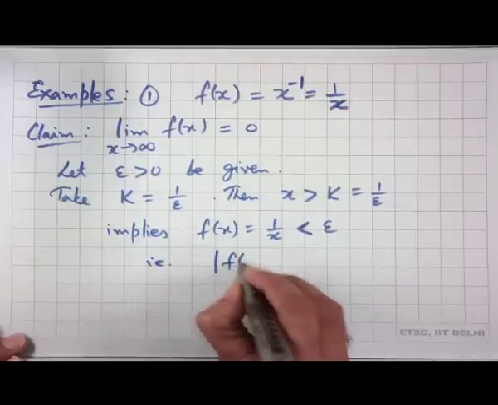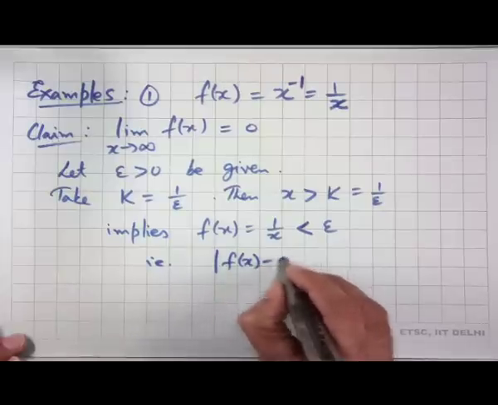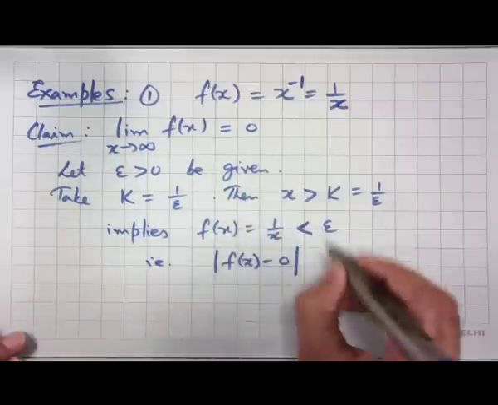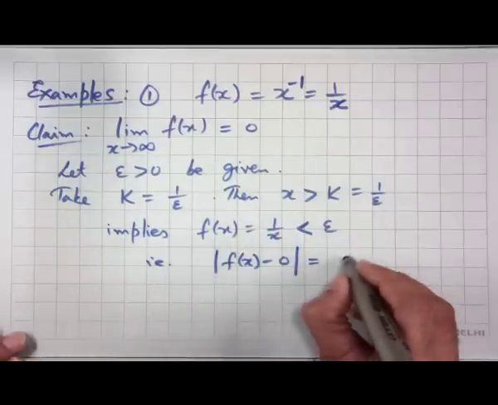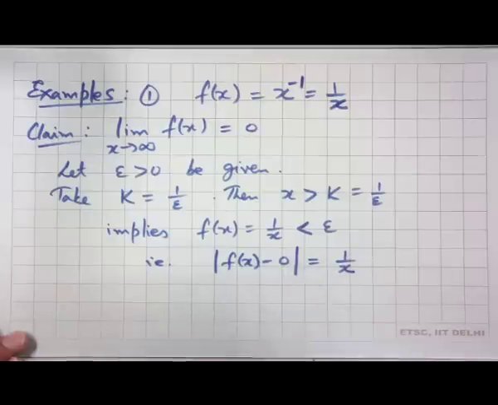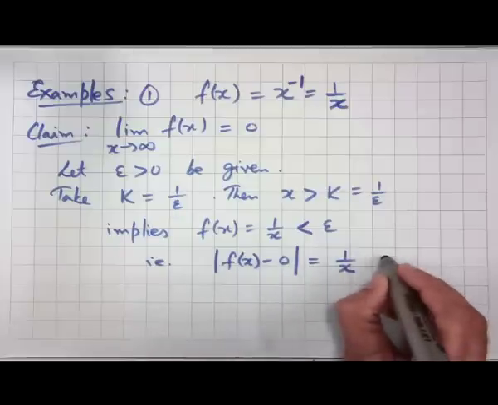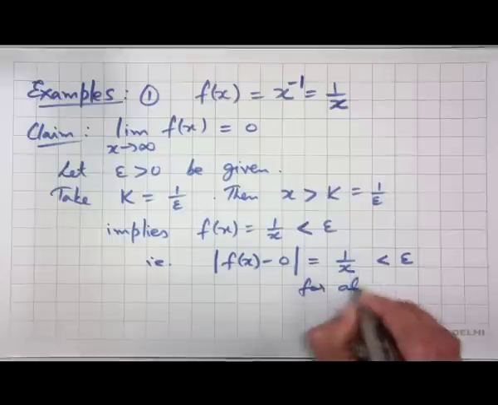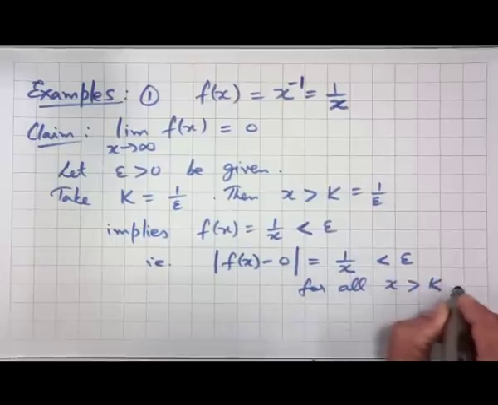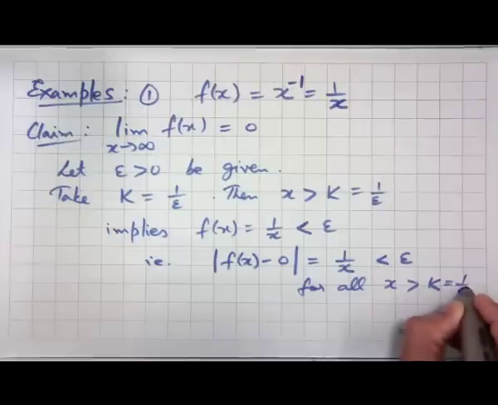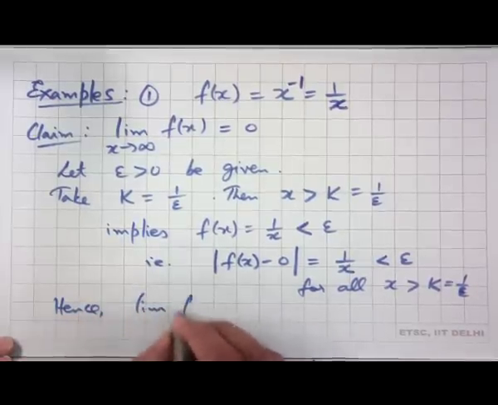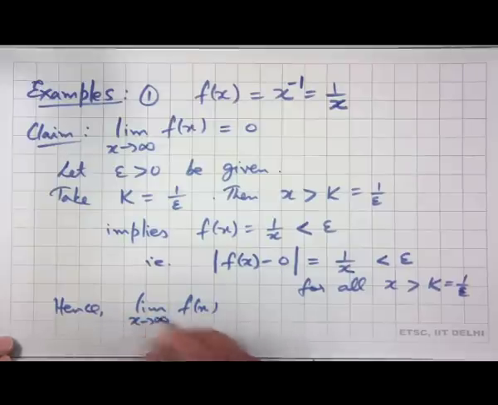that is, mod of f(x) minus 0. So, f(x) is equal to 1 by x and minus 0, that is equal to 1 by x, and because we are taking x to be bigger than a positive number k, f(x) minus 0 is less than epsilon for all x bigger than k. Hence, the limit of f(x), x going to infinity, is equal to 0.